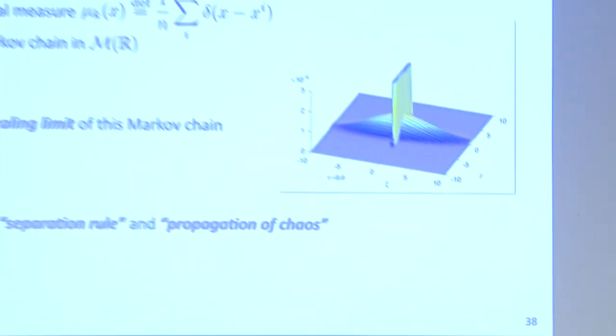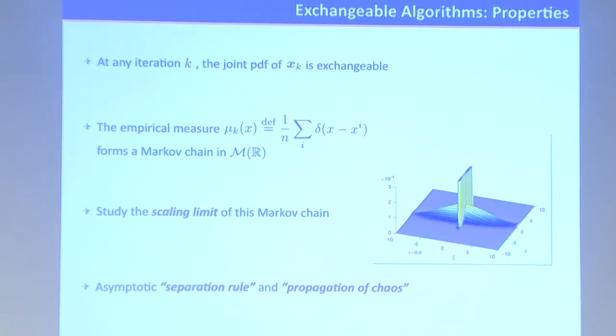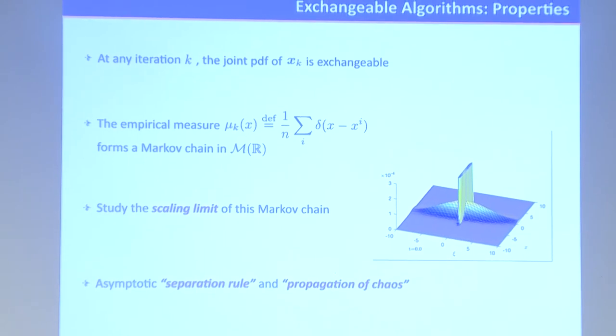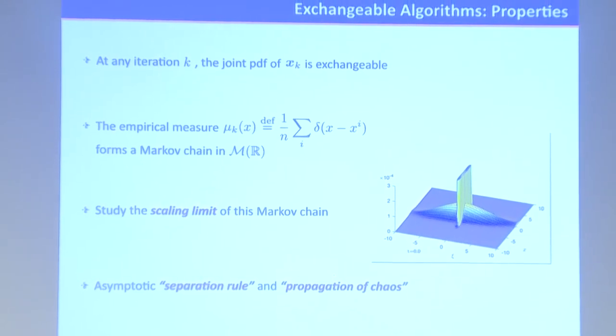But if the sensing matrix is drawn from, for example, an IID family or more generally an exchangeable family, then this is an exchangeable dynamics. And there are a few consequences of exchangeable dynamics. First of all, if the algorithm satisfies the condition, then at any iteration k, the joint PDF of the current high-dimensional estimate is exchangeable. So they preserve exchangeability. Sometimes people call it propagation of chaos.